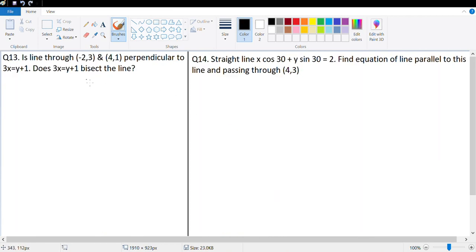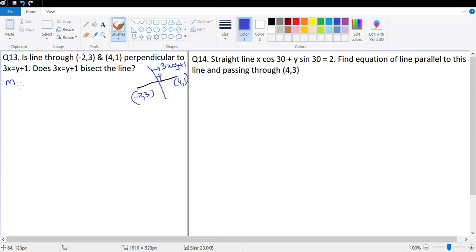Is the line through something and something perpendicular to this, and does it bisect as well? Perfect. So we have these two points, (-2, 3) and (4, 1), and we need to figure out whether this is perpendicular to this line, which is 3x is equal to y plus 1. We need to figure that out. Perfect. So let's find the equation of this line first.